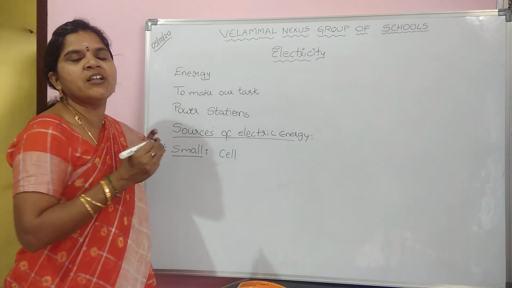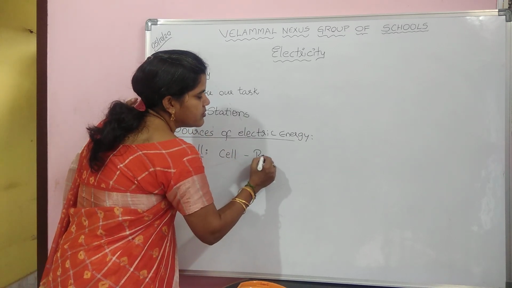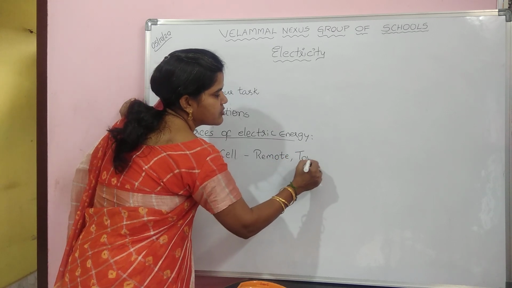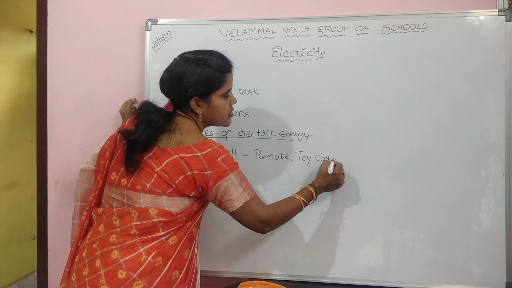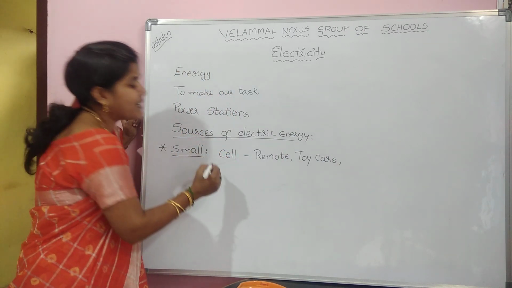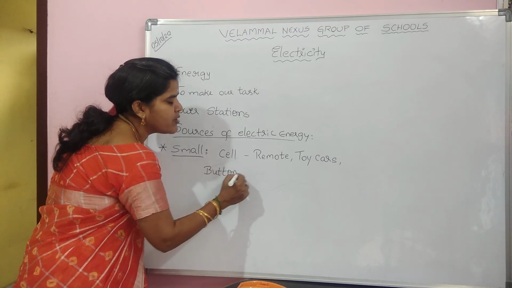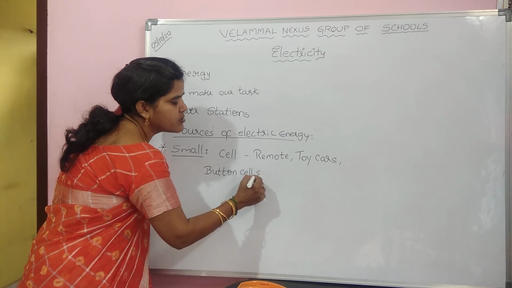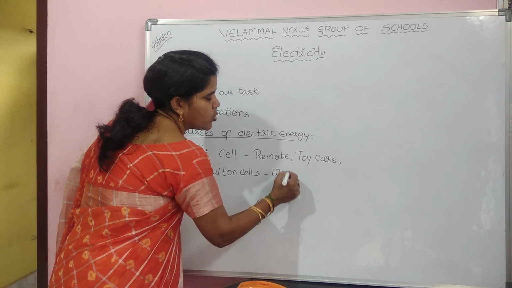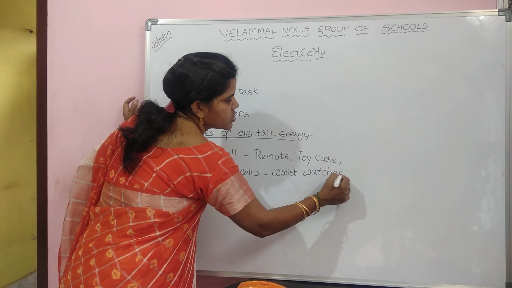You know cell. Where will you use this cell, children? We'll use this cell in the remotes, TV remotes, toy cars. We'll use this in clocks, in small clocks at home, etc. Then we'll have button cells. In cells also, we'll have button type cells, small button type cells. Where do we use these button type cells, children? We'll use these button type cells in the wristwatches. We'll be seeing this in the wristwatches.